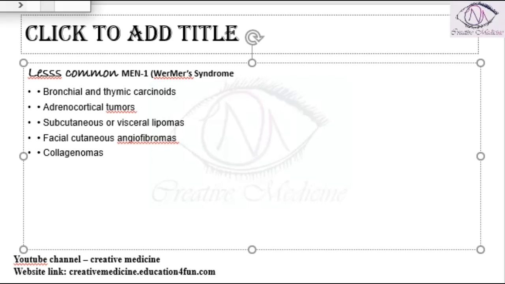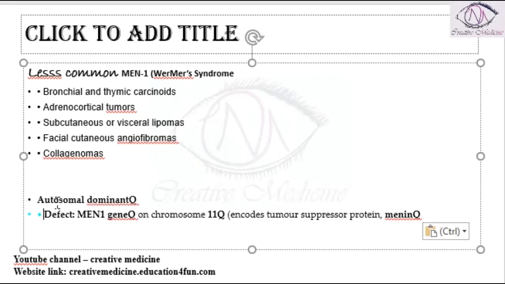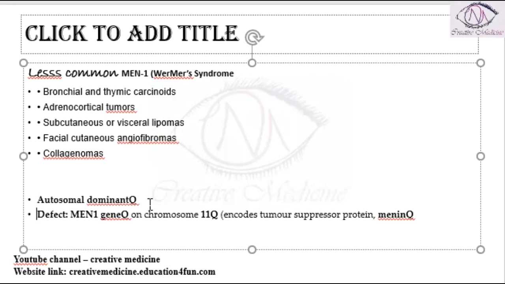Wermer's syndrome. In MEN1 or Wermer's syndrome, it is also an autosomal dominant defect, but here the defect is mainly in the MEN1 gene, which is present on chromosome 11q. This normal MEN1 gene codes for a tumor suppressor protein called menin. So this MEN1 gene on chromosome 11 is responsible for MEN1 syndrome.